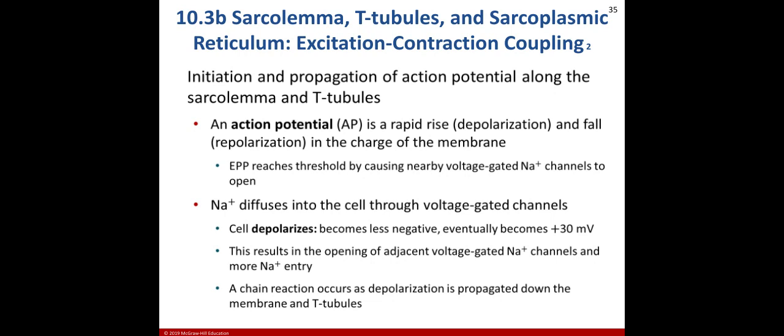When we've got that end plate potential at its threshold, it's going to cause the voltage-gated channels next to it to open. Sodium will diffuse into the cell, potassium will leak out of the cell, and the cell will depolarize or become less negative. Eventually, we'll get a membrane reading of plus 30 millivolts. So we went from negative 90 to plus 30. When we get to that point, we are then going to open the adjacent sodium channels, and even more sodium comes in. And this is really just a chain reaction: once one of these channels reaches its threshold, the ones next to it open. So we're just moving this changing of ions down the cell.